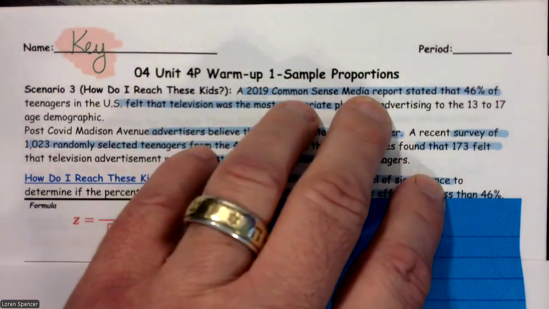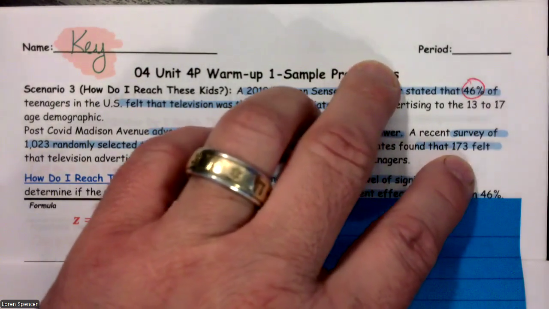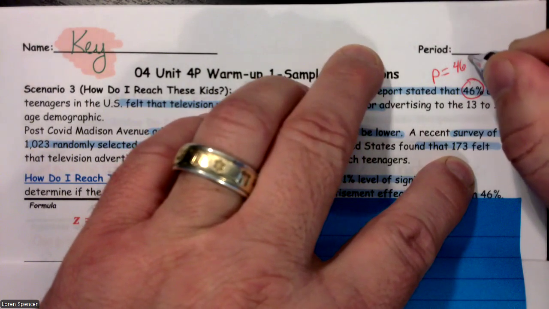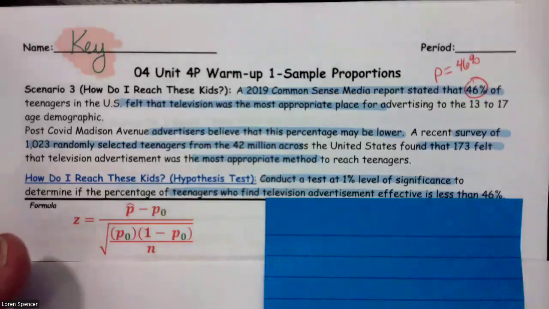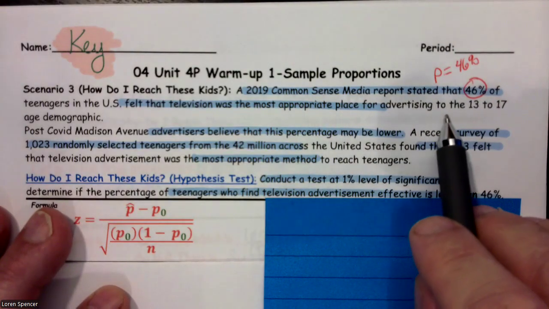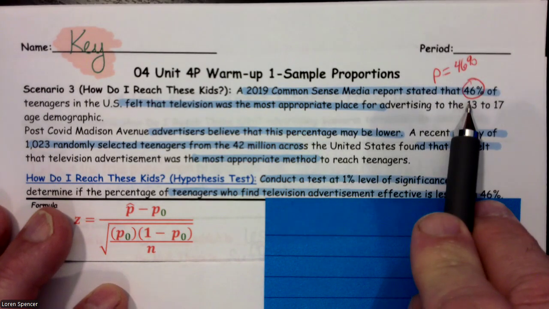Well, that sounds like a claim, and it's obviously a percent. Because it's a percent, I know this is a proportion. So p equals 46%, or 46 divided by 100, for advertising to the 13 to 17 age demographic. So this is who we're advertising to.